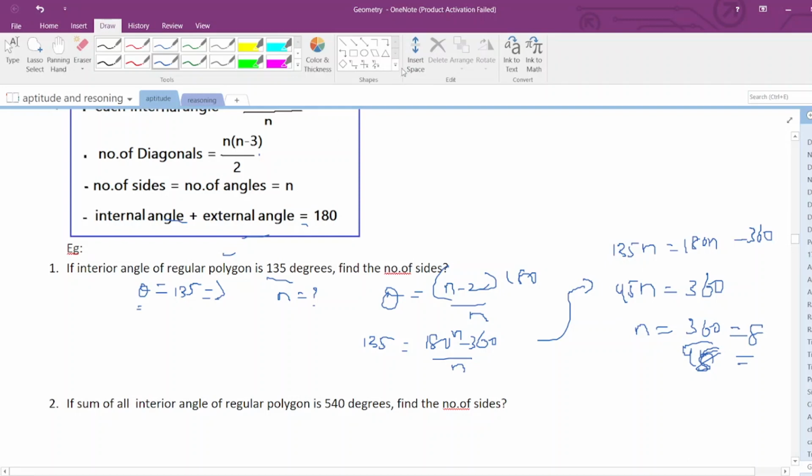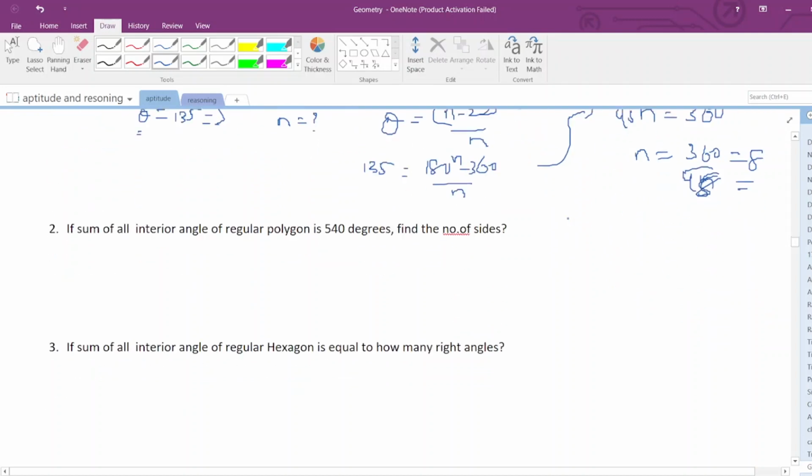So the number of sides of the polygon is 8. 8 is nothing but an octagon. Okay, this is the octagon. 1 2 3 4 5 6 7 8. So this is the regular polygon shape in which the internal angle is 135 degrees. Every angle is 135. So this is how you are supposed to use the formula.